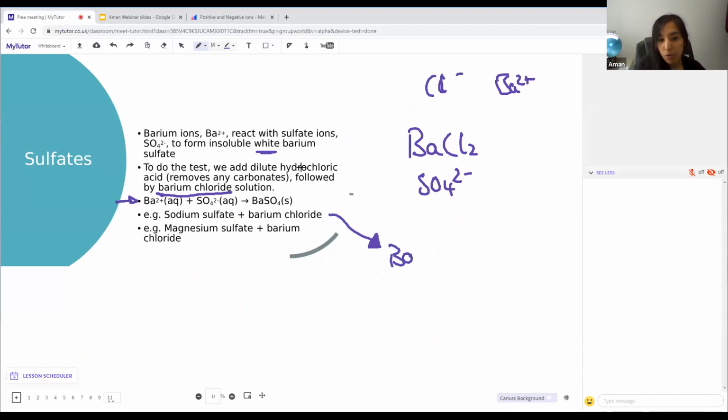So in this case, it would be barium sulfate plus sodium chloride. So well done to everyone that gave me that. So let's have a go at writing that equation out then.